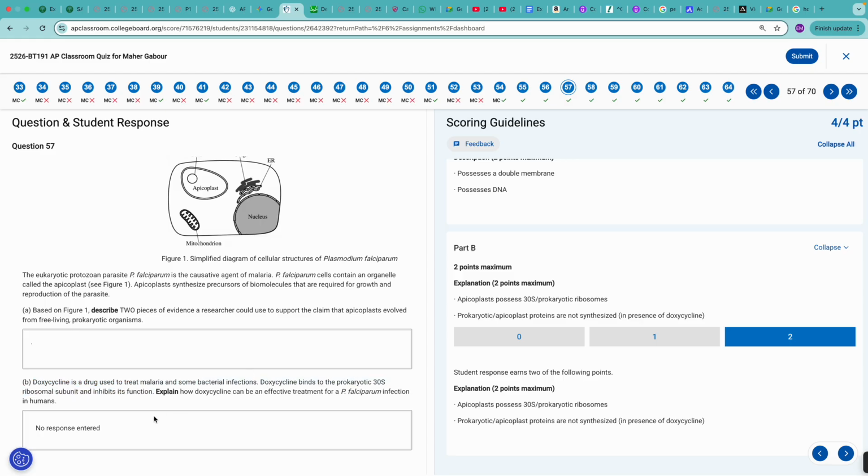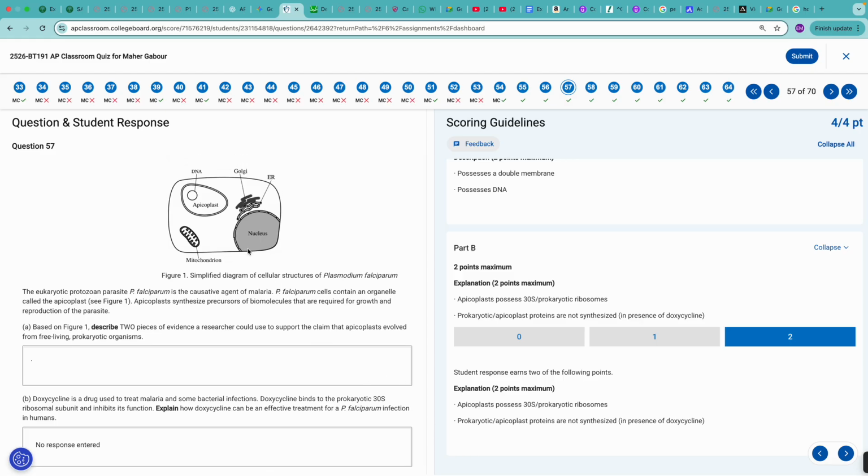the 30S ribosomal subunit and inhibit its function. Since we said that the apicoplast has its own DNA, surely it will have its own ribosomes, because if it has its own DNA and it has a double membrane, it evolved from a prokaryotic organism, and we know that prokaryotic organisms have what? They have ribosomes. So the apicoplast actually possesses these 30S ribosomes, which means that when doxycycline is used to treat malaria, it will go to the 30S ribosomes, bind to them, and inhibit their function.